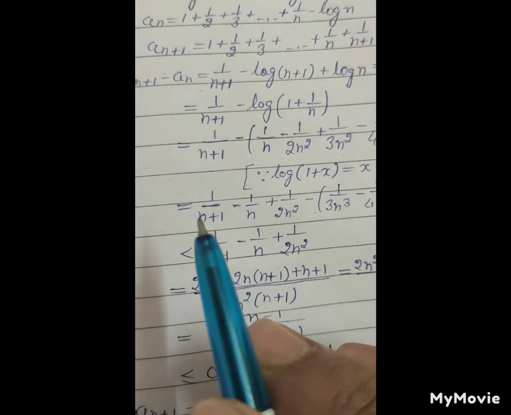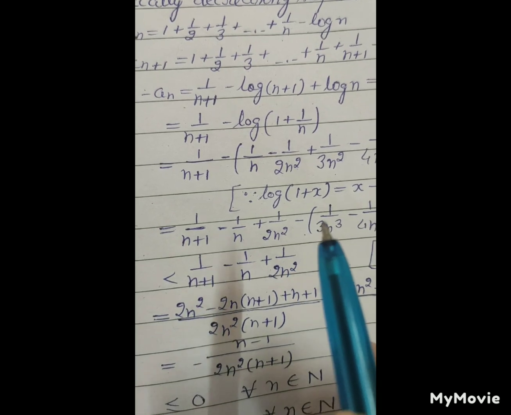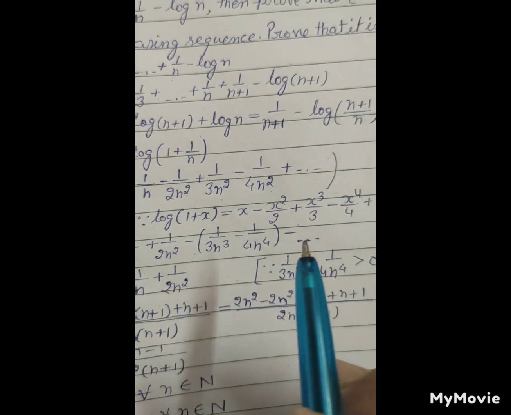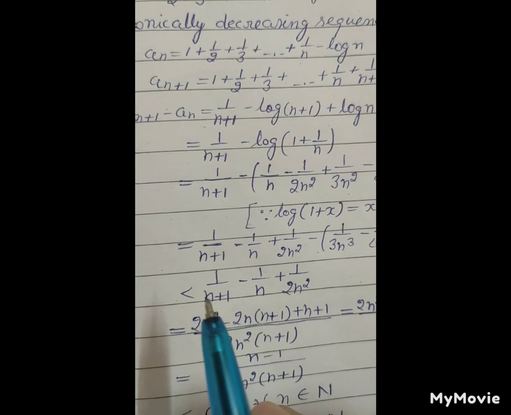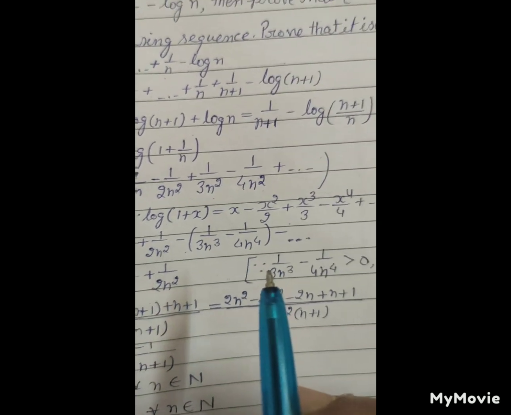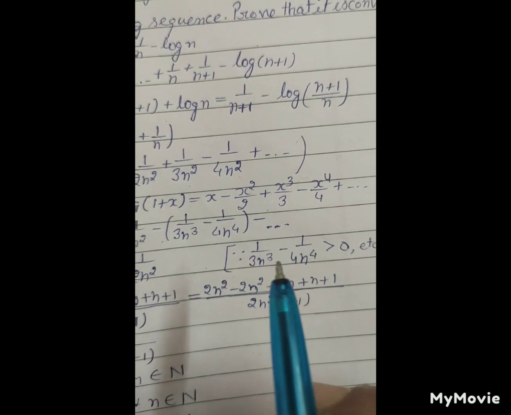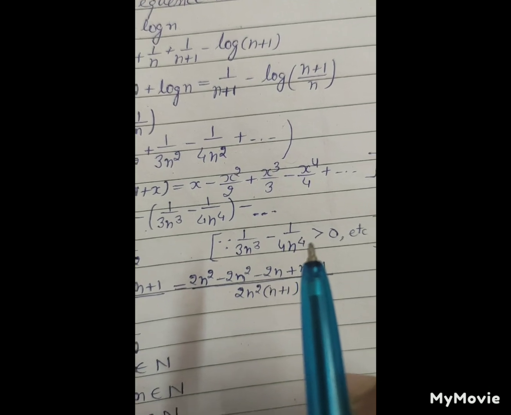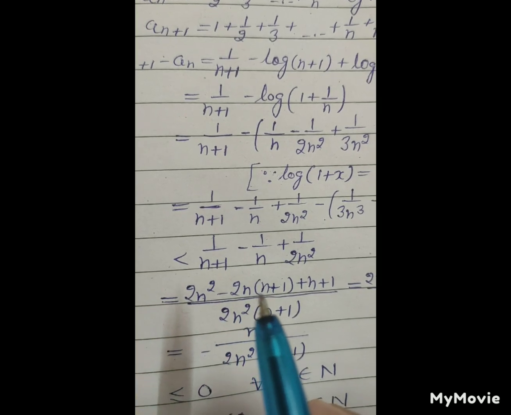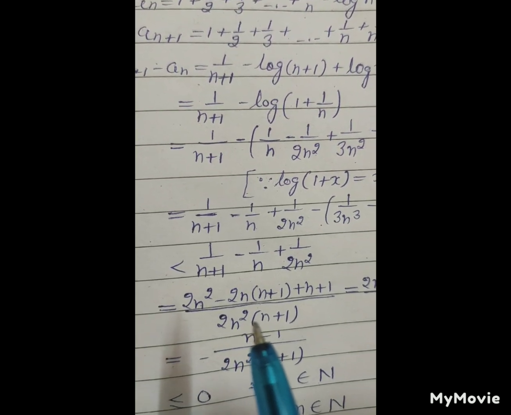Equals 1 upon n plus 1 minus 1 upon n plus 1 upon 2n square minus 1 upon 3n square minus 1 upon 4n square minus so on, which is less than or equal to 1 upon n plus 1 minus 1 upon n plus 1 upon 2n square, because 1 upon 3n square minus 1 upon 4n square and 1 upon 3n cube minus 1 upon 4n to the power 4 is greater than 0, etc. Equals 2n square minus 2n into n plus 1 plus n plus 1 upon 2n square into n plus 1.